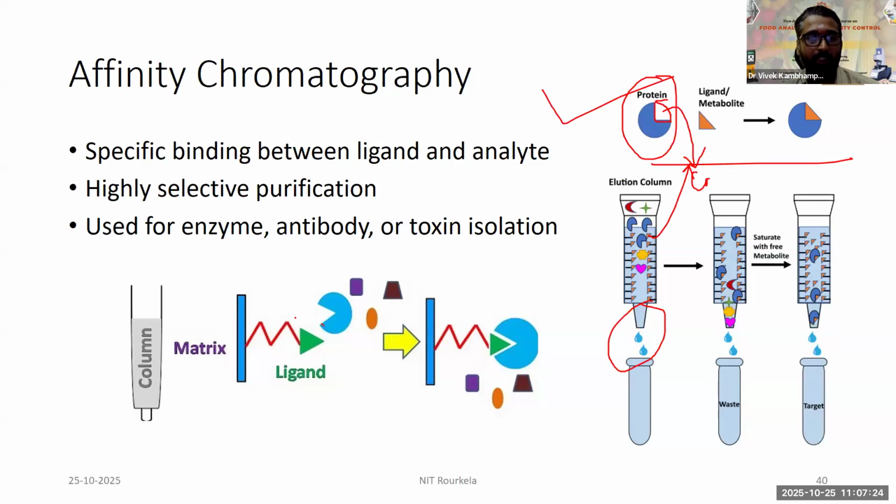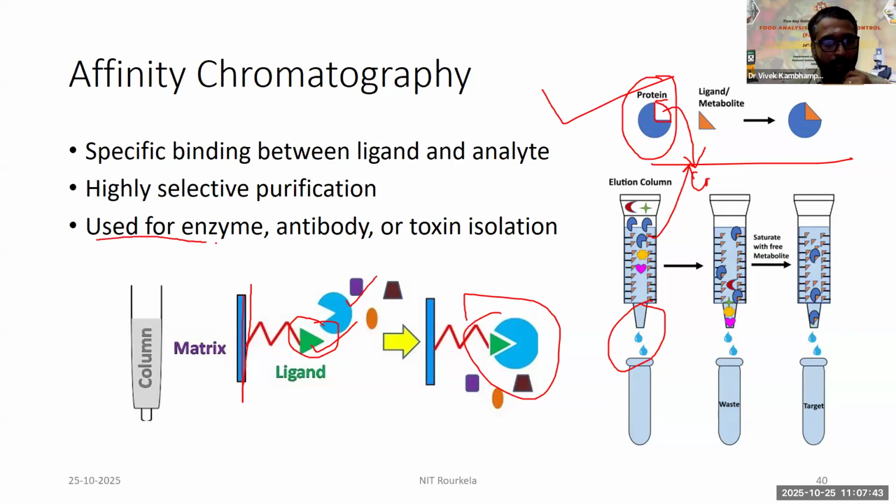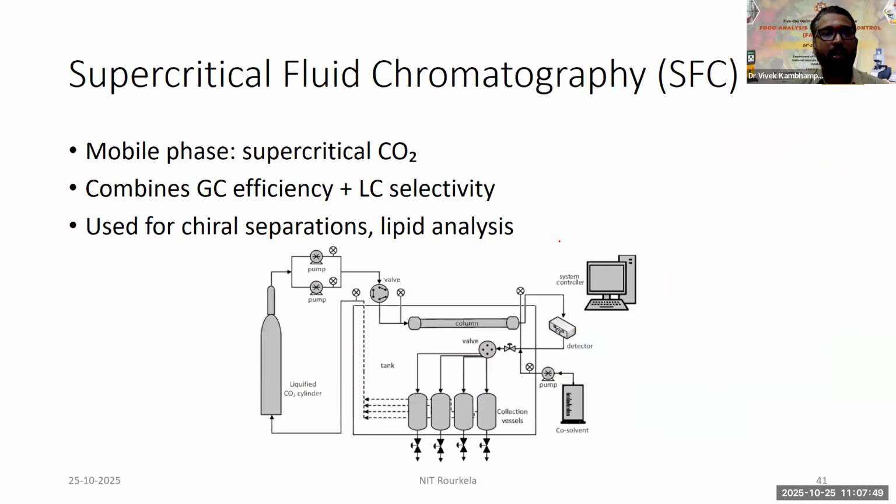See here, this is the protein, and this is the ligand. The ligand is fixed on the matrix of the column. Inside the column, it will attach like this. Just like an enzyme, you can picture it. It is used for enzyme, antibody, or toxin isolations. So many different types of applications are there.